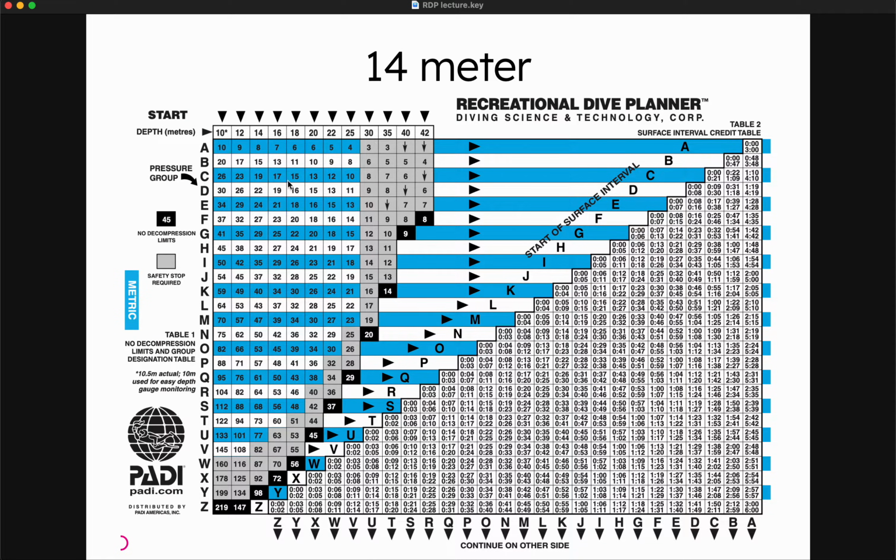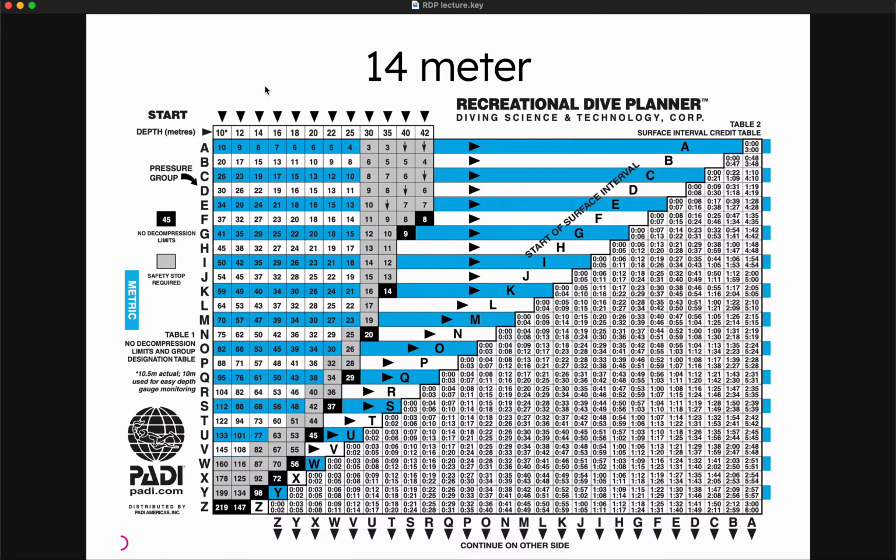So here again is PADI's recreational dive planner. This is one of many dive tables that are out there, but it's a pretty good one for recreational diving, where you are not exceeding your no decompression limit. So here's how this table works.